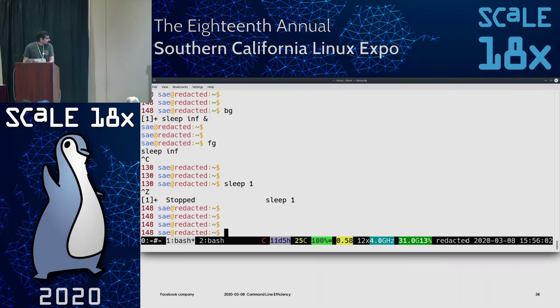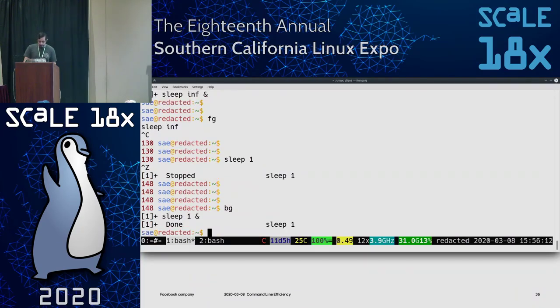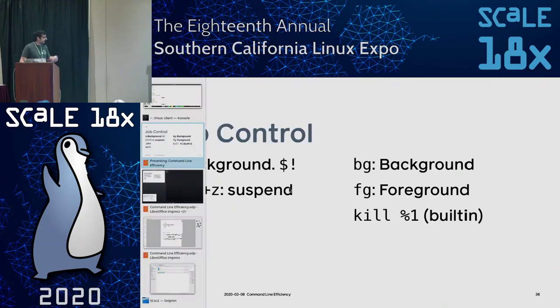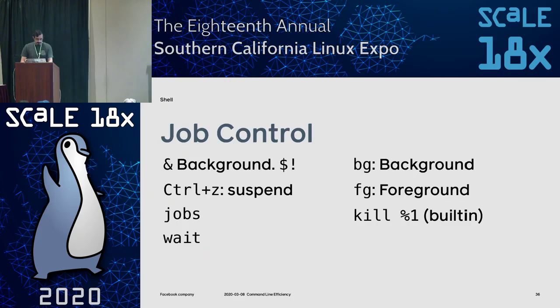So sleep 1, I'm going to immediately background that, so it's stopped. Because it's stopped, like sleep 1 is supposed to exit in 1 second, but it's stopped, it's going to stay stopped until I, for example, background it. And since I backgrounded it and more than 1 second has elapsed, the program completed the rest of its processing.